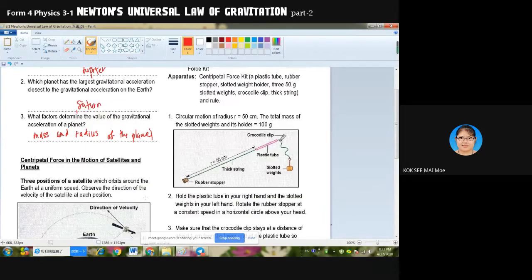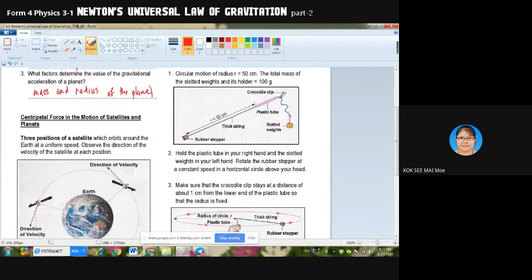Okay, so today we need to go to this one. That means the last time, all the formulas you memorized already. Coming soon, I want to introduce some more formulas. So we continue with the centripetal force in the motion of satellites and also planets.